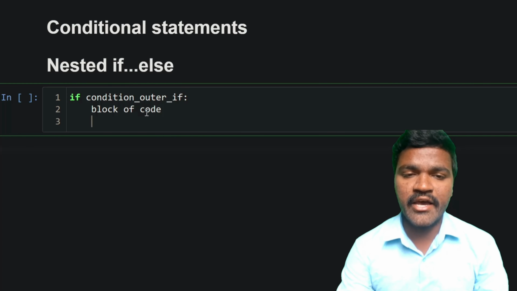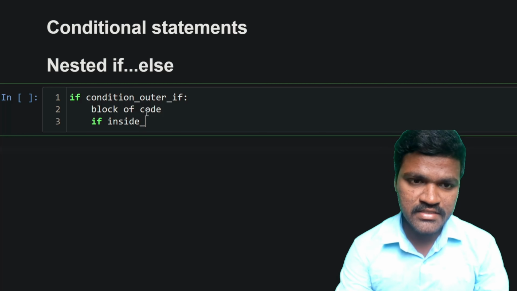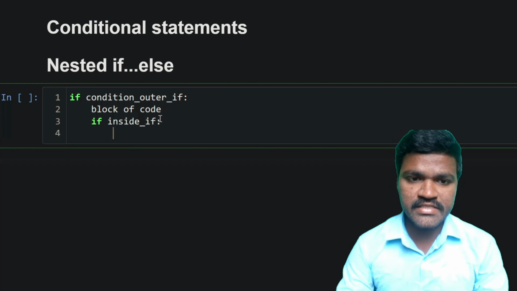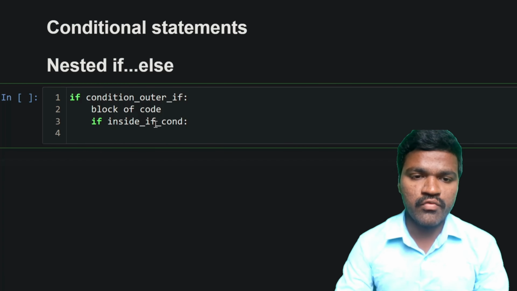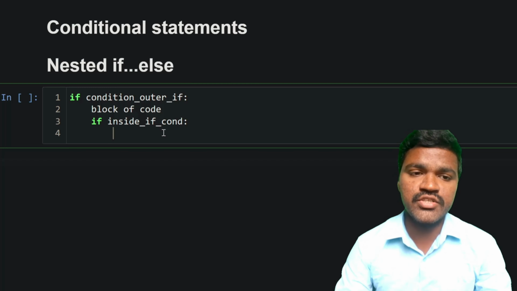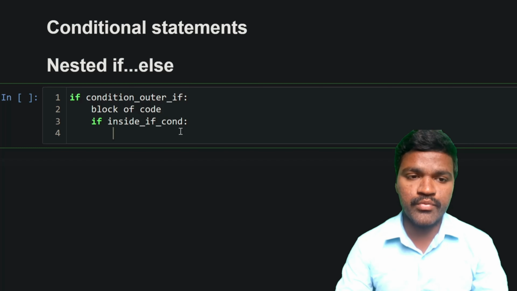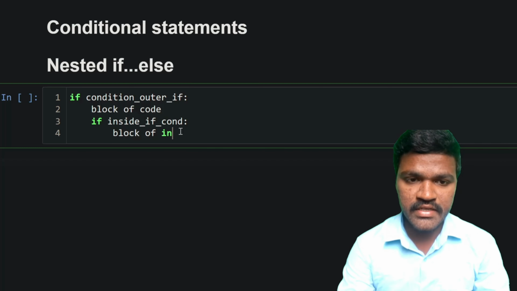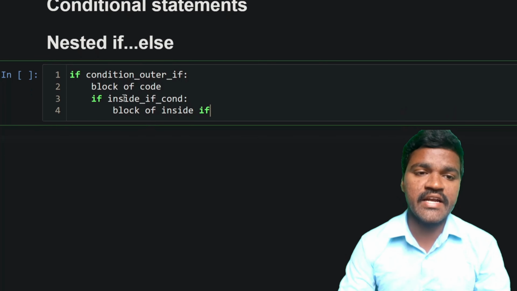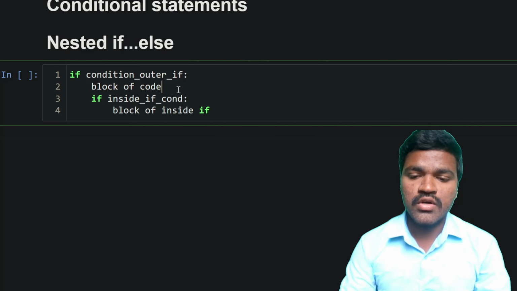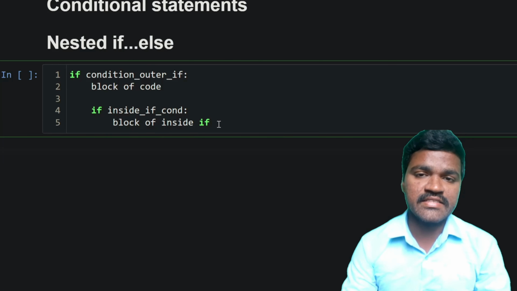Inside the block of code, I have another if, the inside if block, with its own condition. Whenever this inside if condition is true, I need to go to the block inside this if, so I am putting the block of the inside if. I need to execute this block of code inside this particular if, and then I can get some kind of result.